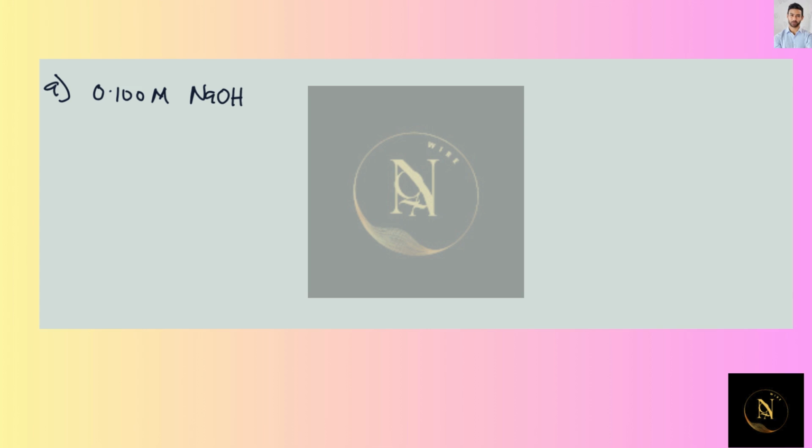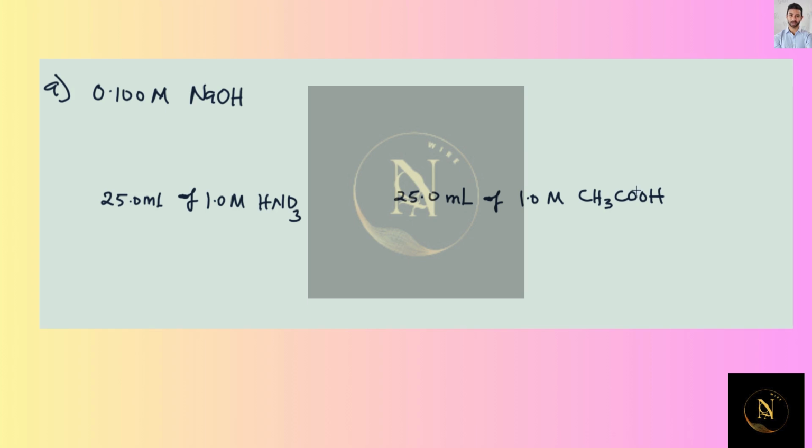So the first one looks like this. You have, well, they're not really distinguishable. What we just have is a 25.0 milliliter flask of 1.0 molar nitric acid. And the second flask is 25.0 milliliters of 1.0 molar acetic acid. So we are to determine whether each of the following statements concerning this titration is true or false.